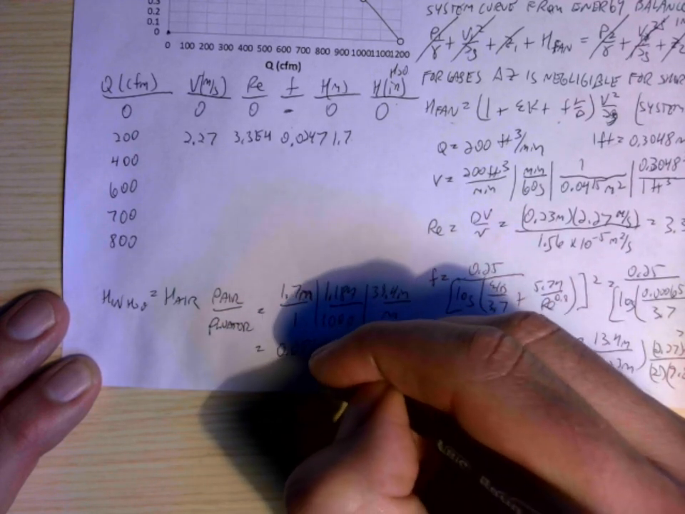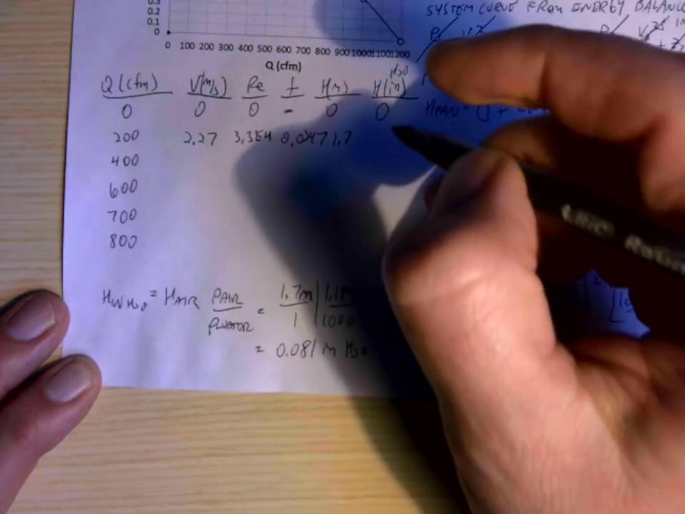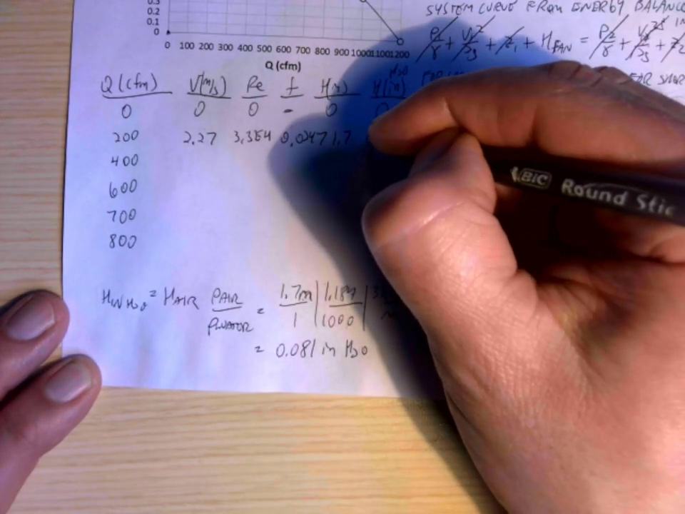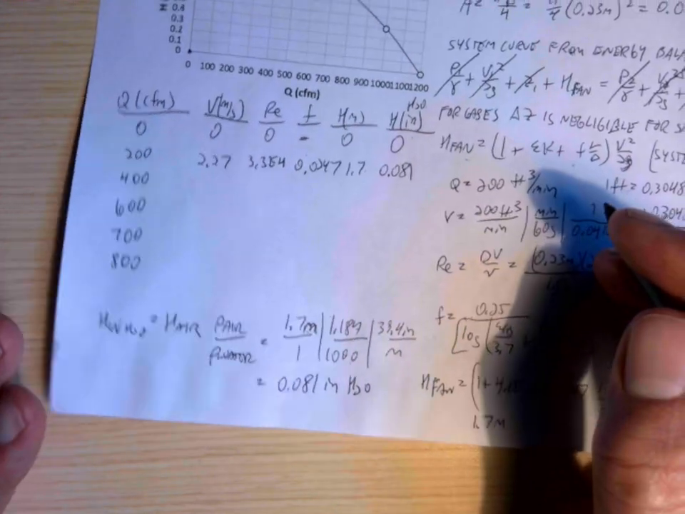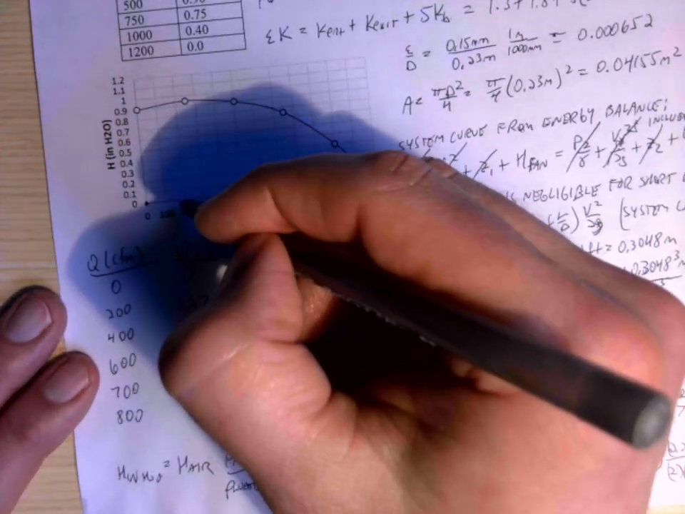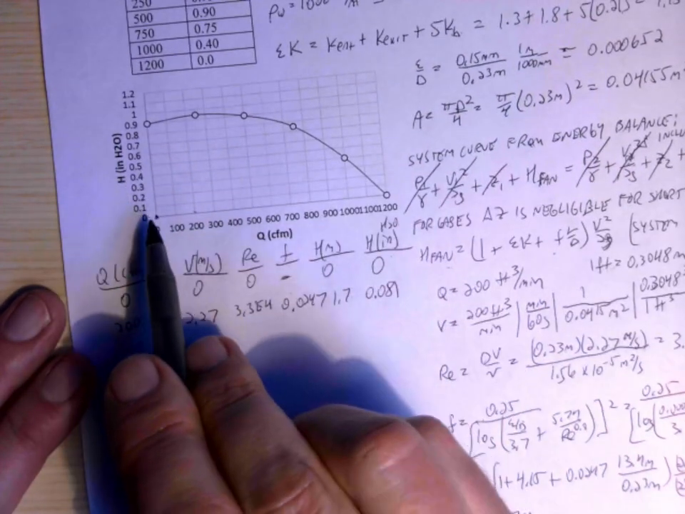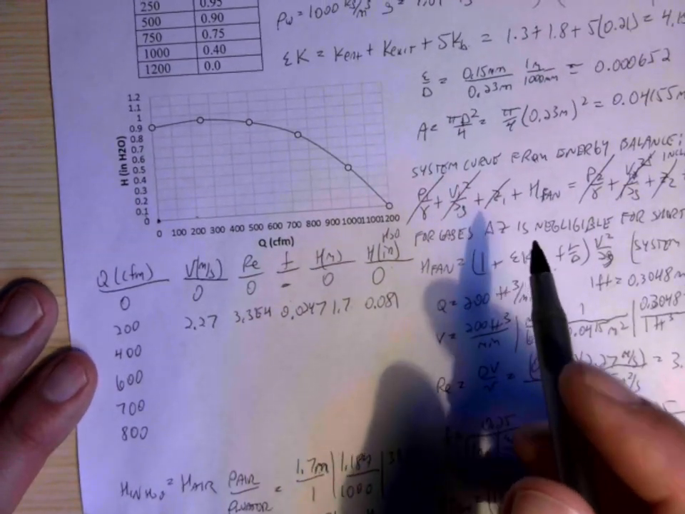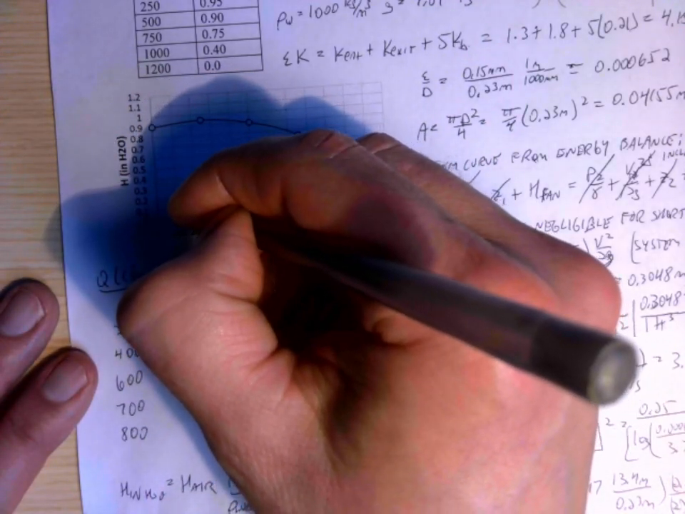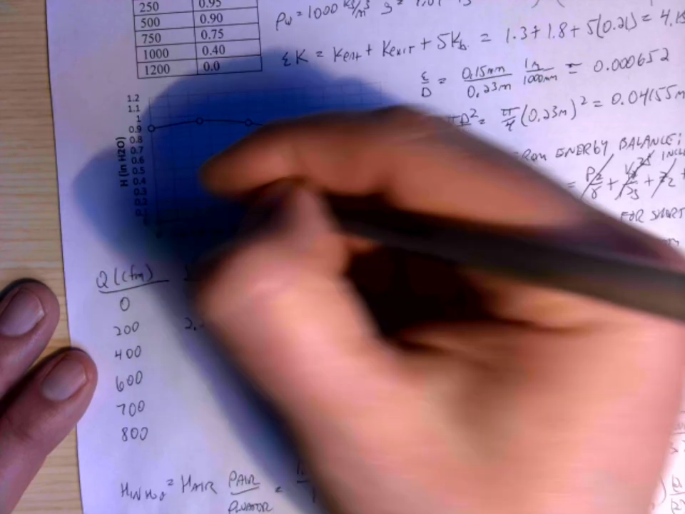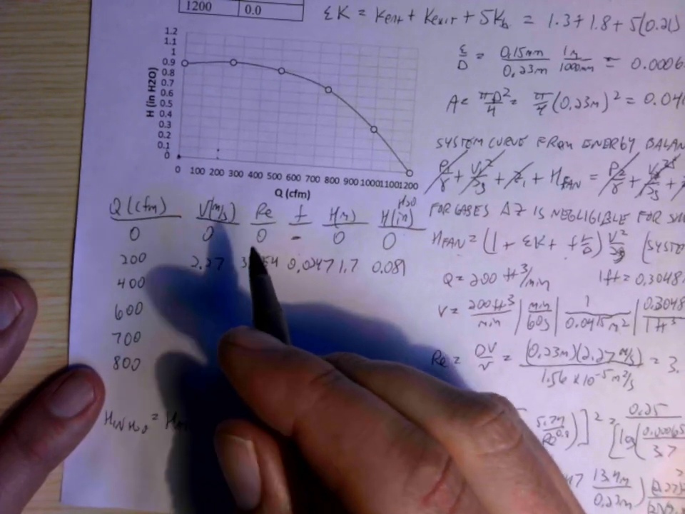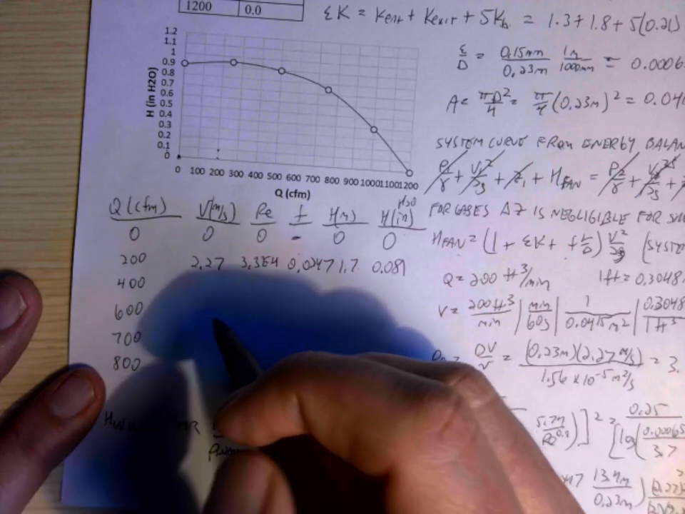0.081 inches of water. Okay, so this should be 0.081 for the head in inches of water. And so this is at 200, and so here we got 0.1, so a little bit less than 0.1 there at 200. And so I'll fill this out here one row at a time.